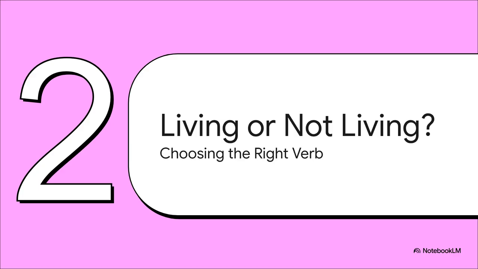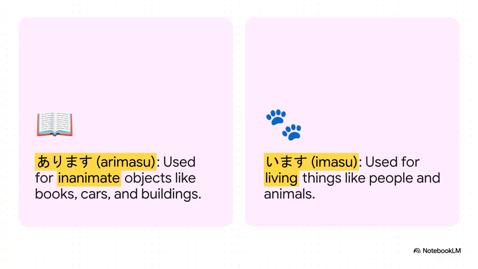Okay, remember that very last slot in our formula, the verb? This is where it gets really important, because Japanese makes this one crucial distinction that you have to get right. And it all comes down to a really simple question. Is the thing you're describing alive? And this brings us to one of my favorite parts of Japanese. There are 2 main verbs for saying something is or exists, arimasu and imasu. The one you pick depends entirely on your subject.